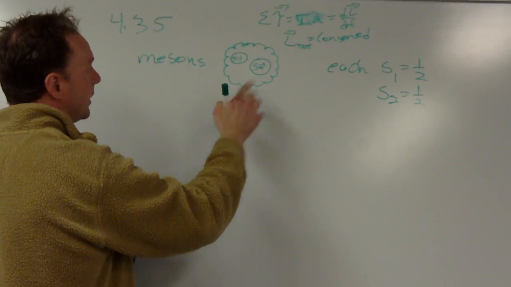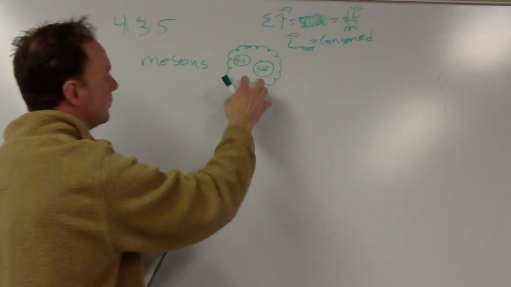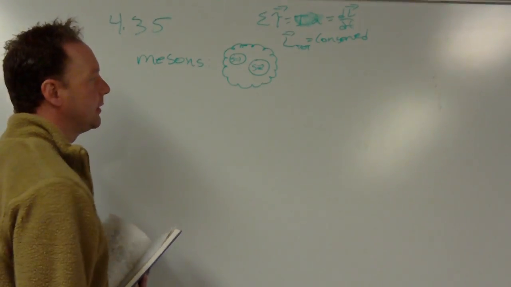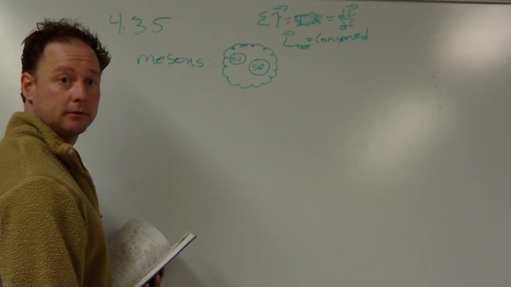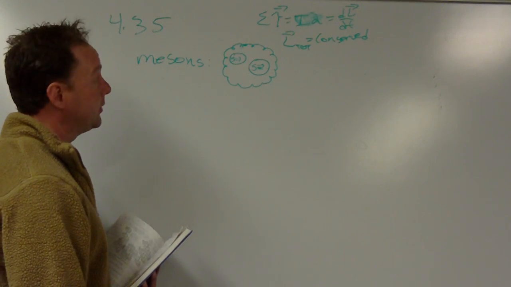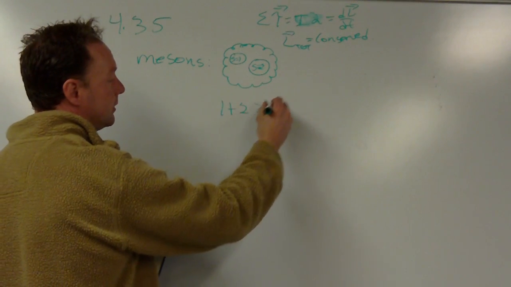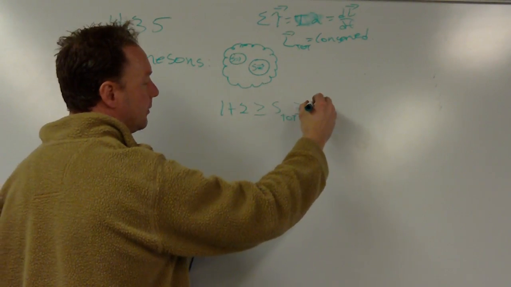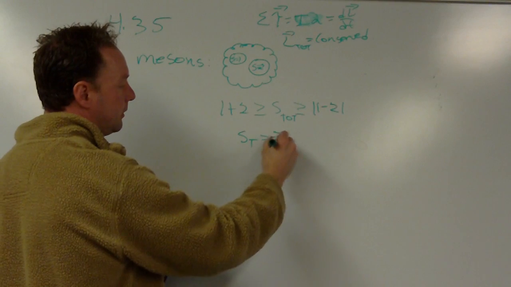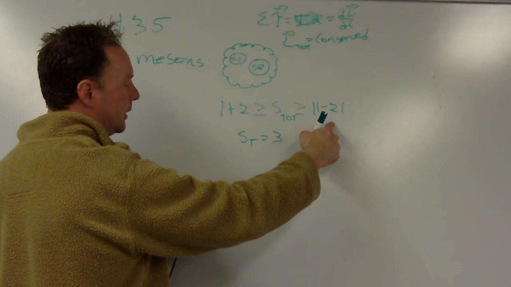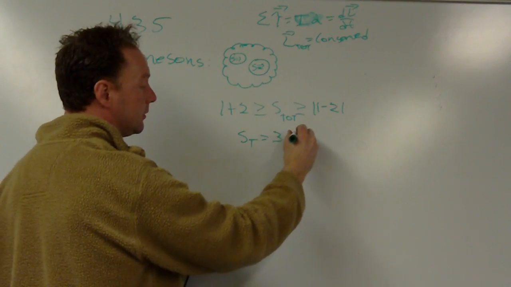Okay, so let's go through this approach first. We have this system. What's the possible angular momentum that this state could have? What's the total spin possible for this system? We would have 1 plus 2 is greater than or equal to s total, which is greater than or equal to the absolute value of 1 minus 2. So s total could equal 3, 2, and 1.